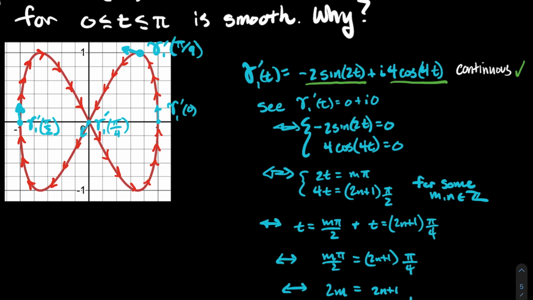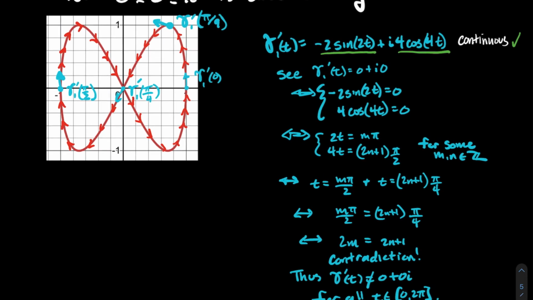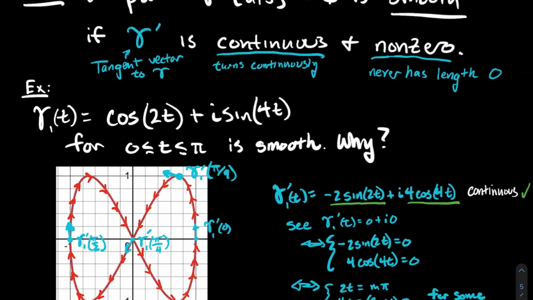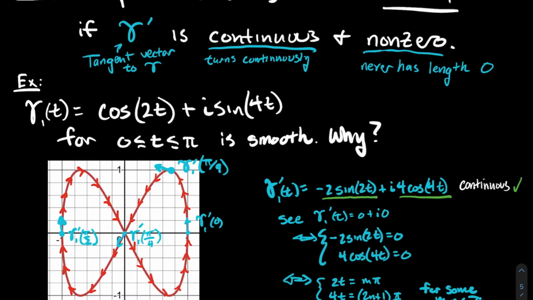That just showed that it was never the case that gamma prime of t is 0 plus 0i. So in other words, gamma prime is non-zero for all t in my interval, and remember that's the last thing you need to show in order for this path to be considered smooth. We just figured out it's non-zero.